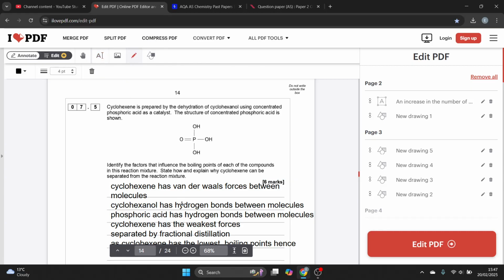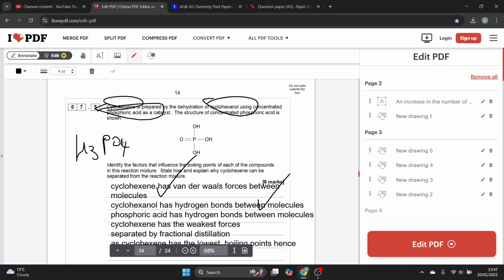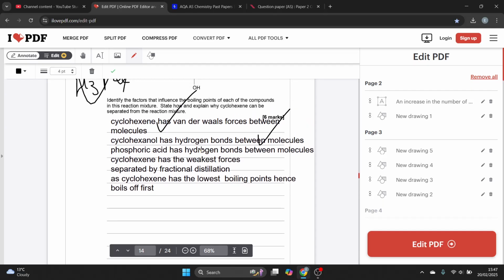So cyclohexene has van der Waals forces between molecules. Because cyclohexene there, cyclohexanol, phosphoric acid. So identify factors that influence boiling points of each of the compounds. Cyclohexene, van der Waals forces between molecules. Cyclohexanol, hydrogen bonds between molecules. Phosphoric acid, H3PO4, but it looks like that. That can also have hydrogen bonds, so it has hydrogen bonds between molecules. Cyclohexene has the weakest forces, is separated by fractional distillation or simple distillation, but fractional distillation preferred, as cyclohexene has the lowest boiling point, hence boils off first.